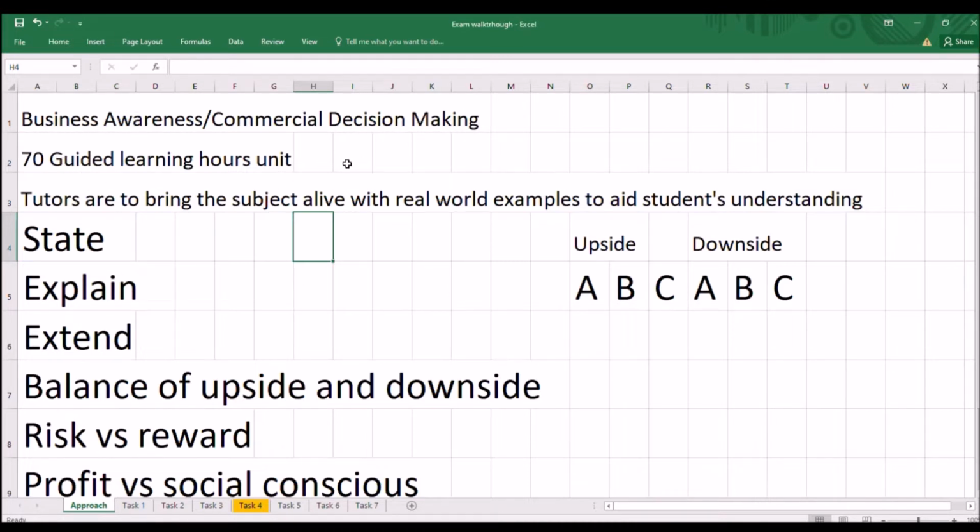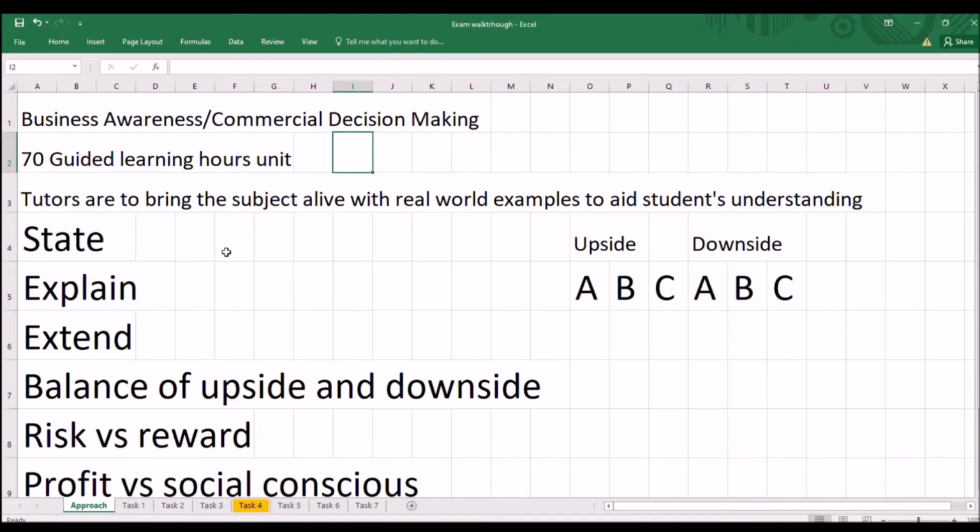70 guided learning hours, so a reasonably large unit in terms of the amount of hours the student is supposed to take. It's really about business awareness, commercial decision making, risk versus reward, and very much tutors are to bring the subject alive with real work examples to aid students' understanding. So it's about the understanding of decision making within business.